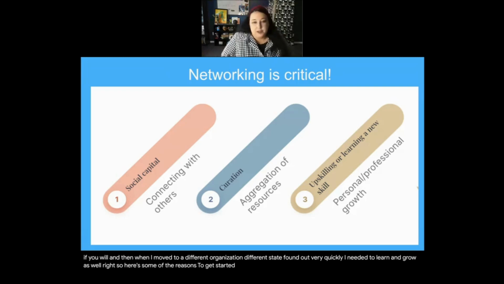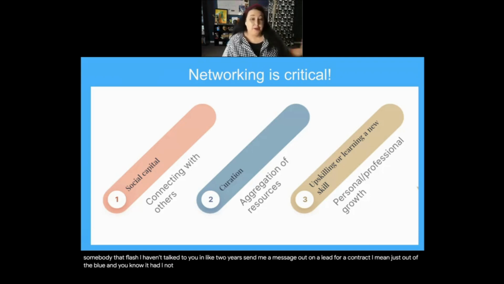So the first one is, I think it's really important to build social capital with other people. You never know who will give you a referral in the future or give you work. Actually, the other day I had somebody that, gosh, I haven't talked to in like 2 years, send me a message on a lead for a contract. I mean, just out of the blue. And had I been rude to that person or kind of pushed them off, then maybe that wouldn't have happened.